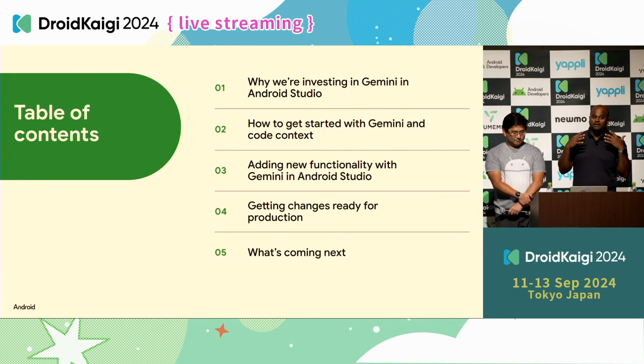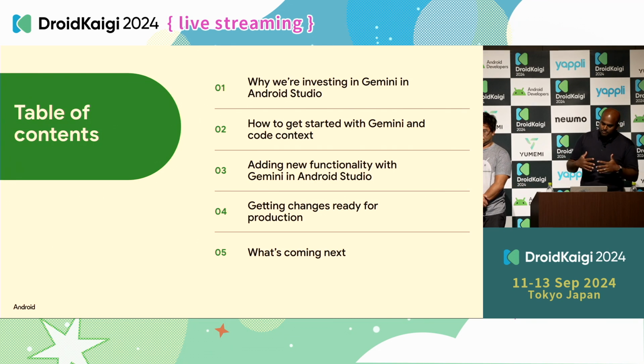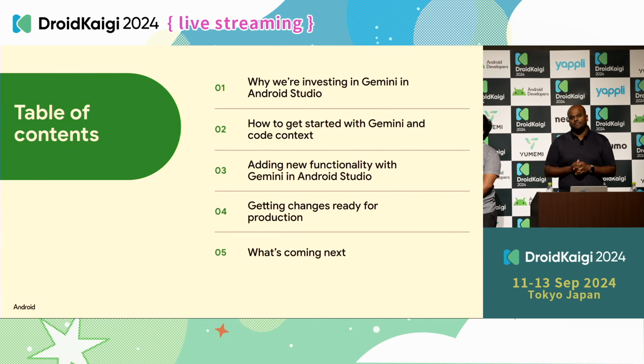OK, so we're going to talk about a lot of different things today. First, we want to really step back and share why we're investing in Gemini in Android Studio. What do we see as the vision here, and why do we think it's important as a part of our future roadmap for Android Studio? We want to help you understand how you can easily get started with Gemini, and particularly how you have control and there's transparency around code context and what information you can and don't want to share with Gemini. We know that's very important for developers, so we're going to spend a little time there.